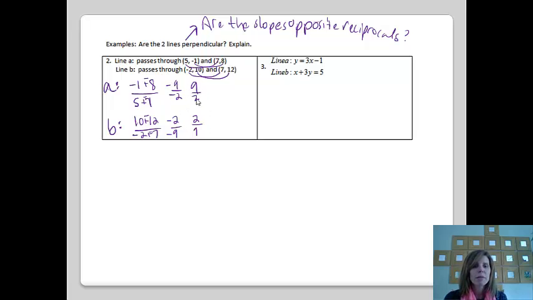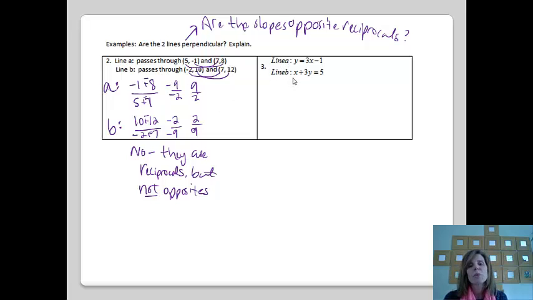They definitely are reciprocals of each other, because 9 over 2, if you flip it, is 2 over 9, but they are not opposites because they are both positive. So the answer for this one will be no, and the reasoning would be they are reciprocals, but not opposites.